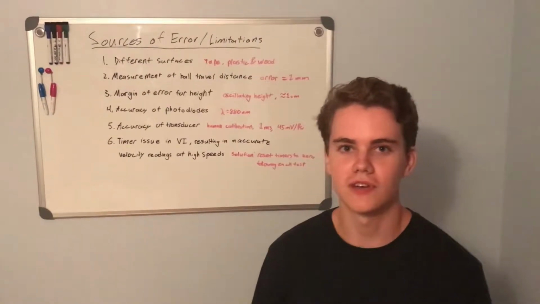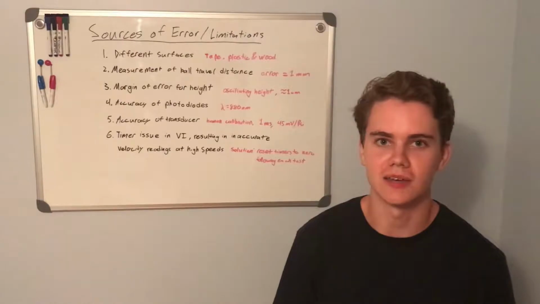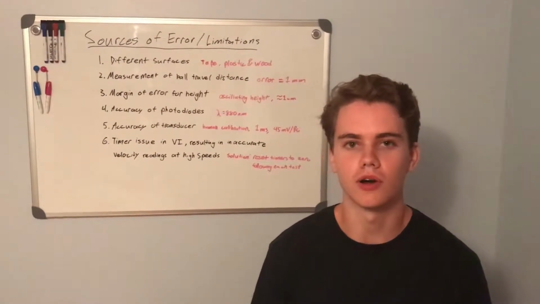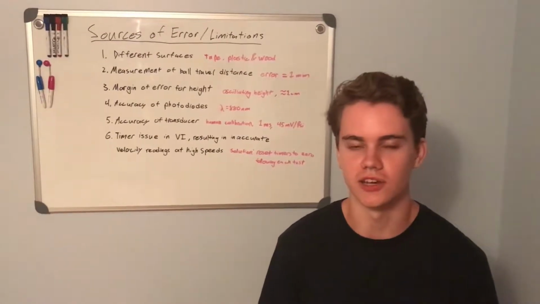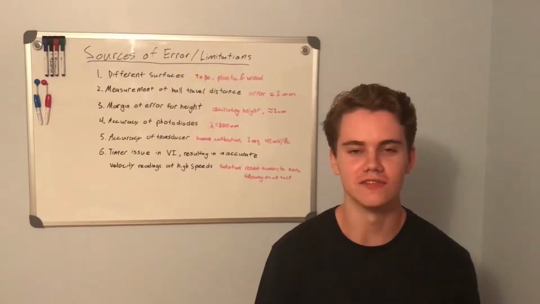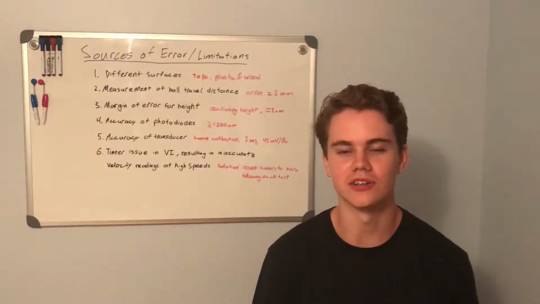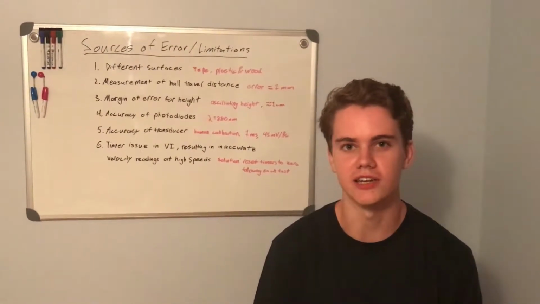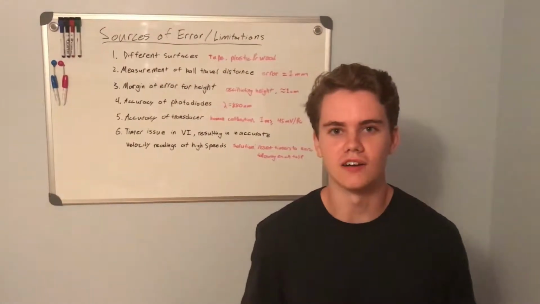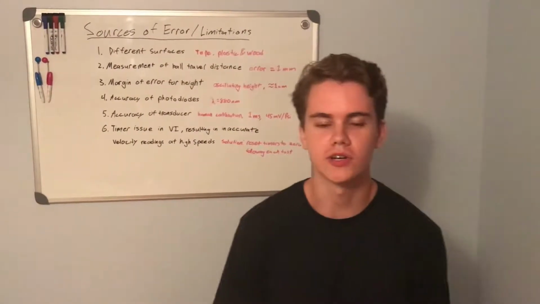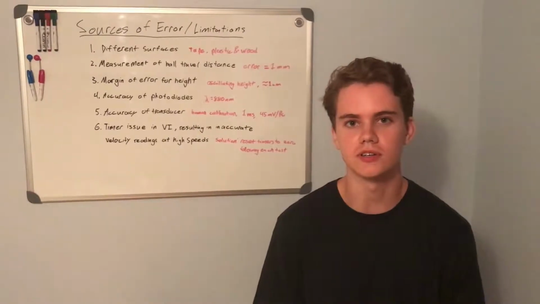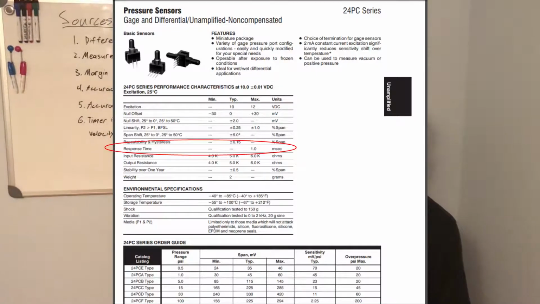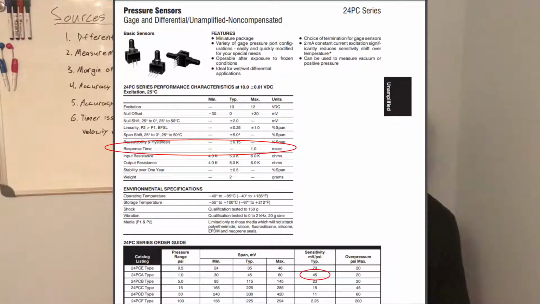Number 3, margin of error for height. Due to our oscillating height mechanism, we have established through observation an error of approximately 1 centimeter from our set height. Number 4, accuracy of photodiodes. These photodiodes are stated to be high accuracy and have a maximum wavelength of 880 nanometers. Number 5, accuracy of transducer. The transducer has error due to human calibration, a maximum response time of 1 millisecond, and a sensitivity of 45 millivolts per psi.